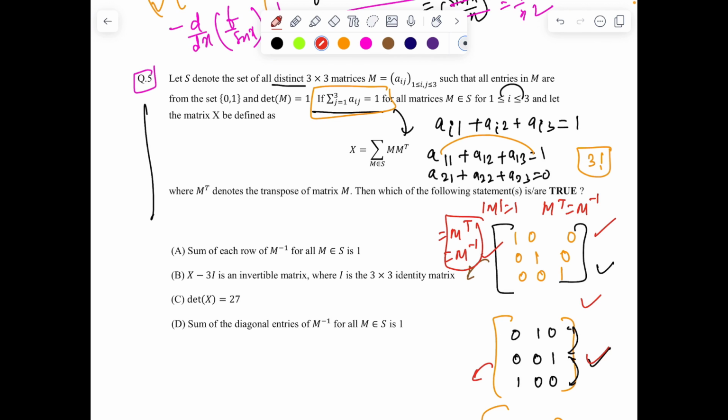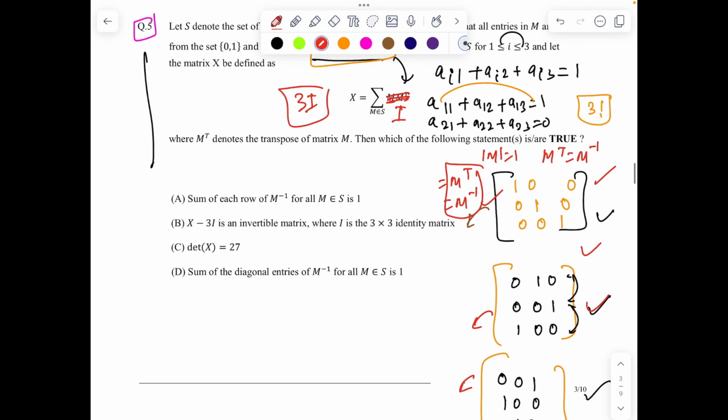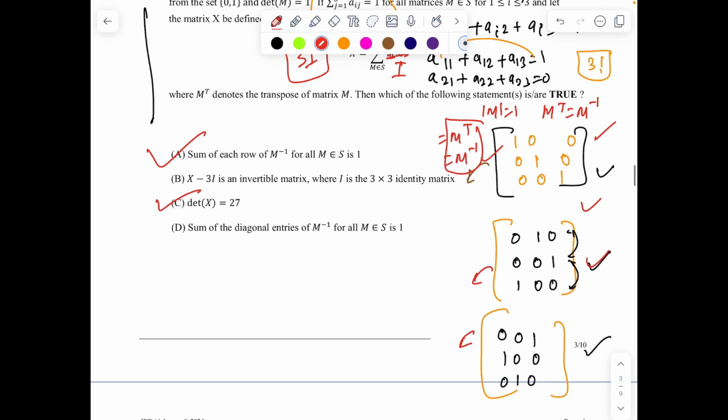So the question was just asking you this: sigma of I. So what is X? X is nothing but 3 times the identity matrix. So you were being fooled. So the sum of each row of M inverse is 1, which is obviously true. The determinant of X is 27. That's also true. Okay. The sum of diagonal entries of M inverse for all M belonging to S is 1. The sum of diagonal elements is 0, even for identity it is 3. So this statement is wrong.